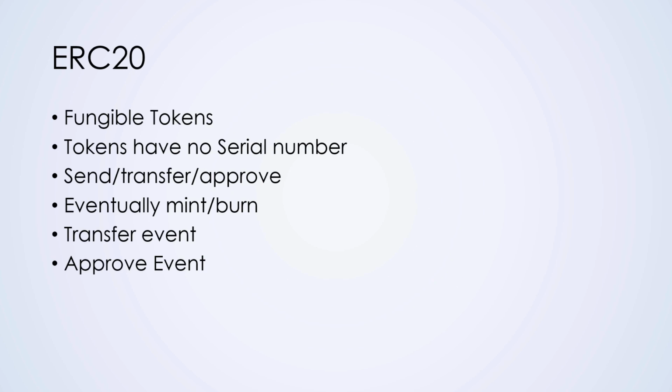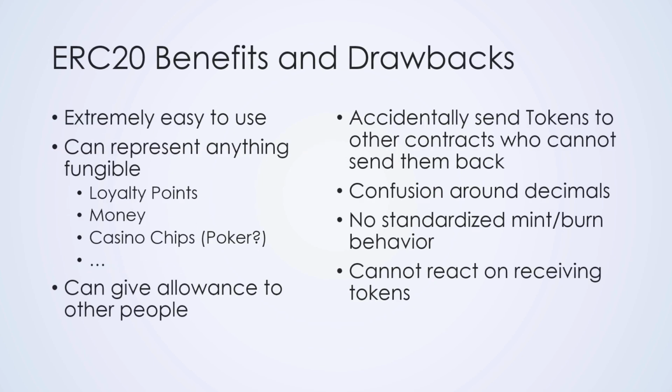There are functions to send, transfer, approve, maybe even mint and burn things. They have a transfer event and an approve event. There are a couple of benefits and drawbacks. Well, the first benefit is obviously that it's extremely easy to use. It can represent anything from loyalty points, money, like casino chips for poker or something. So anything fungible can be represented with these ERC20 tokens.